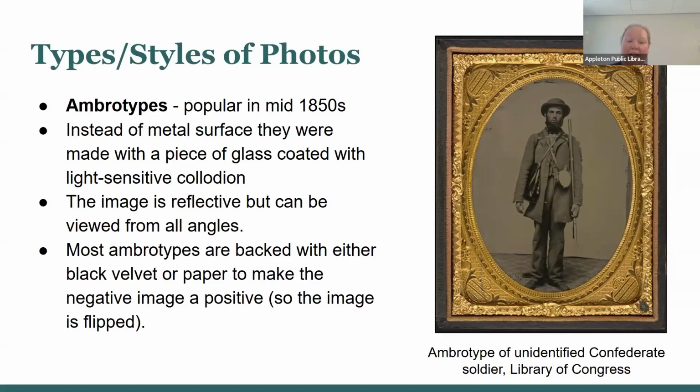So this image again is reflective, but you can at least view this one from all the different angles. They also usually have some sort of black velvet or paper on the back to make this negative image a positive. So that image that you're actually seeing is flipped. So you see this is a Civil War soldier. The gun is on this side, but in real life, the gun was actually on the other side. This is a flipped image.